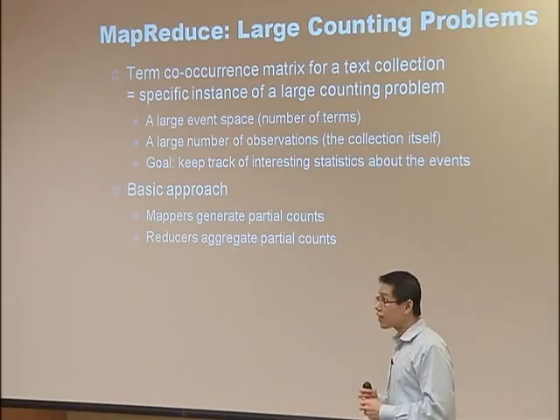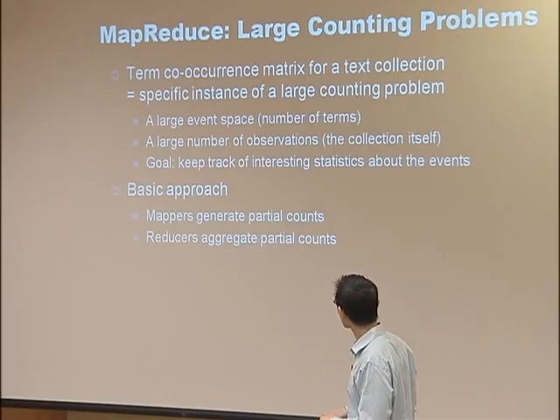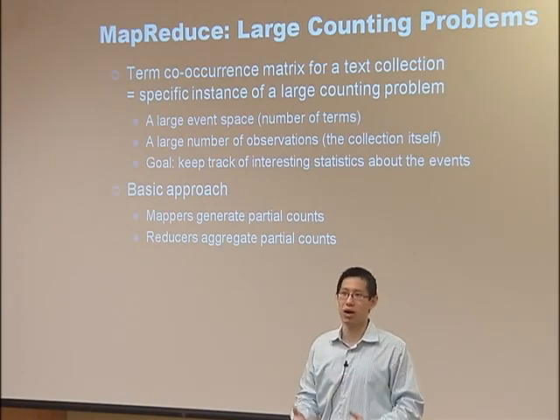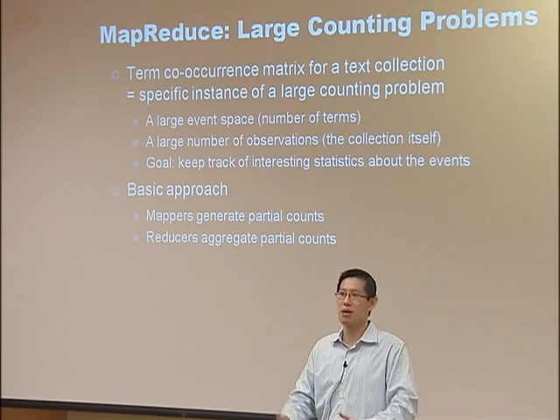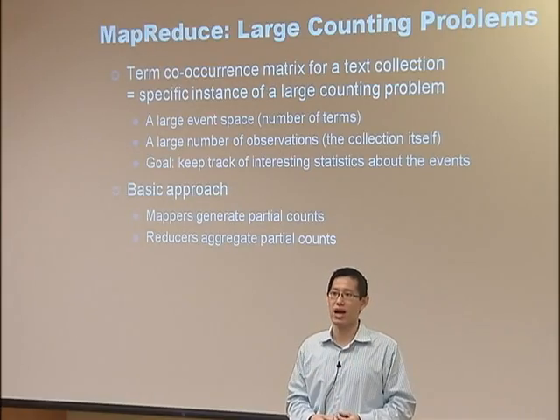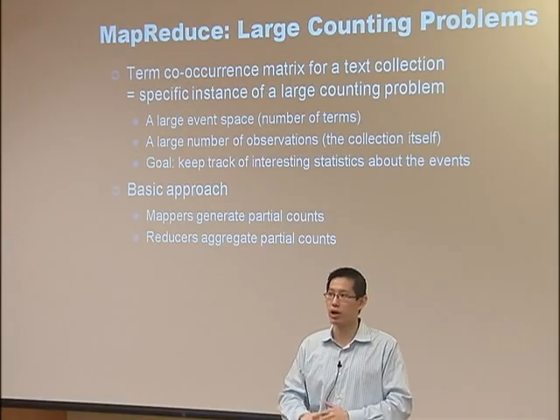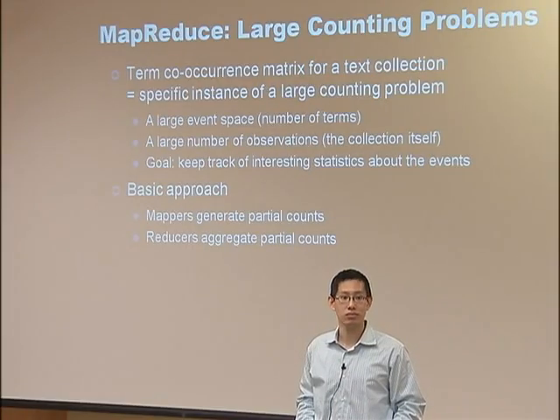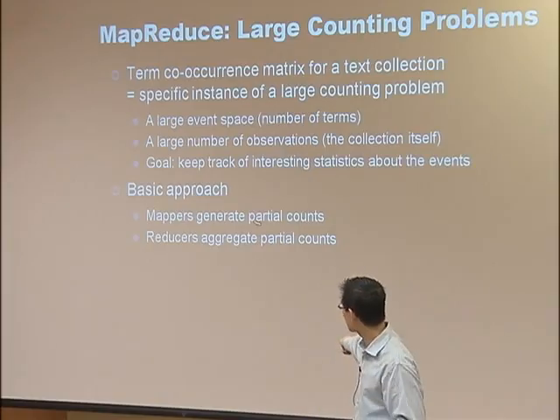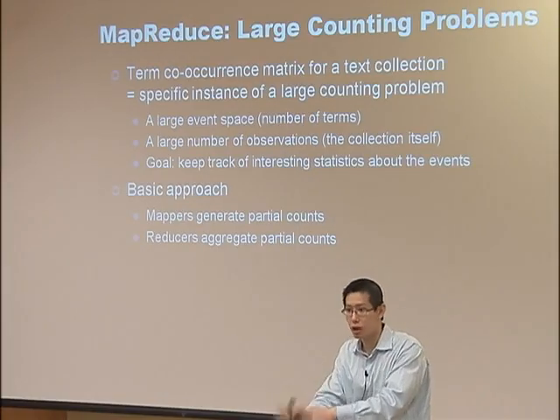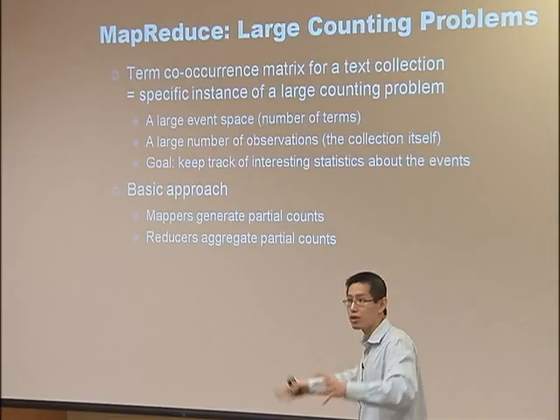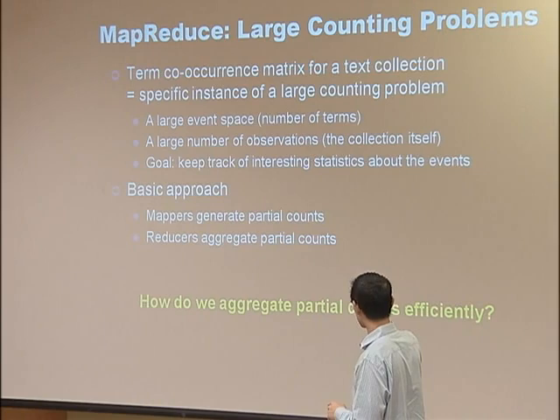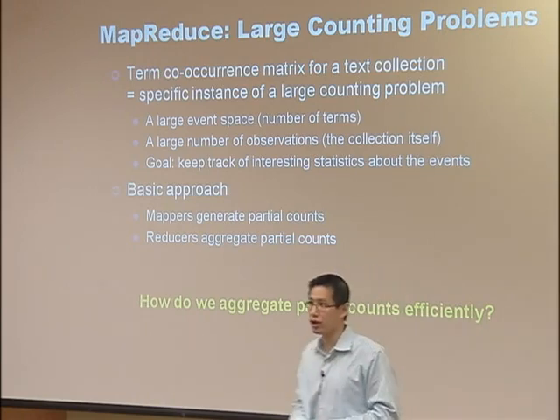Okay. So the other nice thing about this is this term co-occurrence problem is a very specific example of a large counting problem. And large counting problems are essentially what MapReduce is excellent at. Large distributed counting problems, where you have a large event space and you want to keep track of things that happen. Okay, so the basic approach is that the mappers are going to be at the local level generating the partial counts, and the reducers aggregate the partial counts. Okay, so then the question is, how do you do this partial count aggregation efficiently?